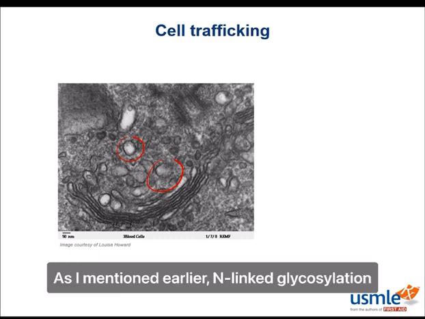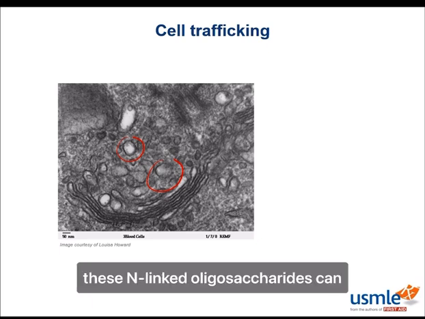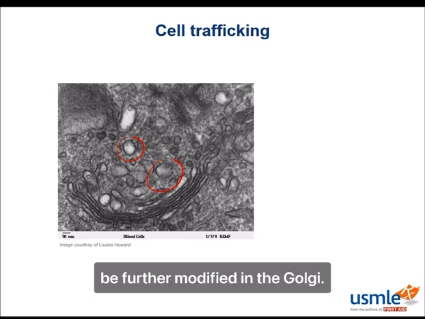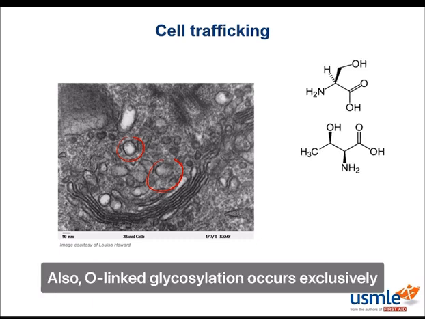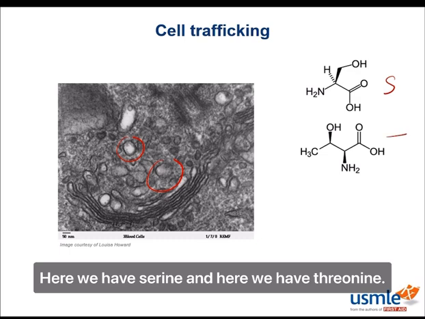As I mentioned earlier, N-linked glycosylation occurs in the rough ER. However, these N-linked oligosaccharides can be further modified in the Golgi. Also, O-linked glycosylation occurs exclusively within the Golgi and only occurs on serine and threonine residues. Here we have serine and here we have threonine.